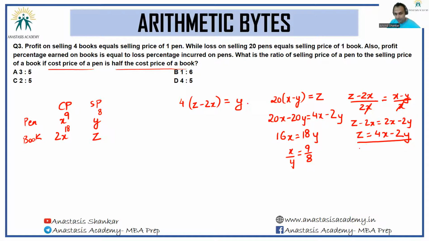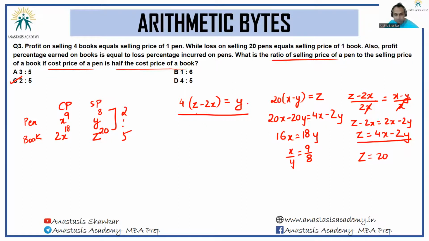Z was given to me as how much? 4 into x. 4 into 9, 36, minus 2 into 8, 16. So z should be equal to 20. So this is 20. So finally, when we need the ratio of selling price of pen to selling price of a book, the ratio will turn out to be 2:5. So option C.